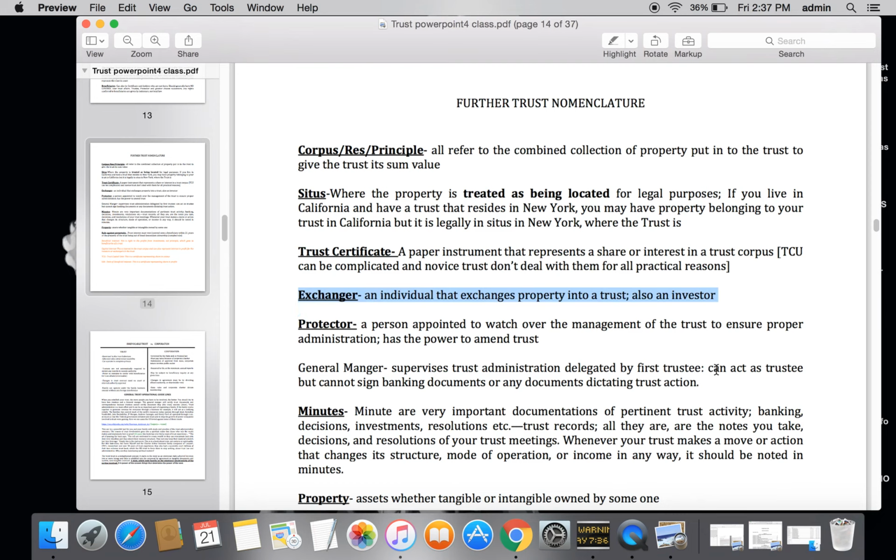Okay, an exchanger. We already covered that in our graph. An individual that exchanges property into a trust, also called an investor. So your exchangers can also be investors.